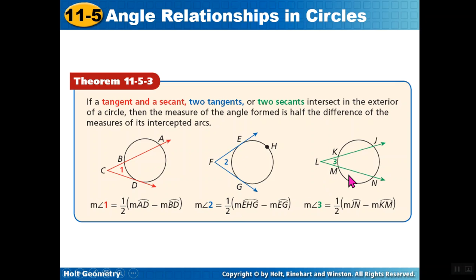Okay, the third case here, two secants intersect outside, angle 3 outside. What is the measure of this angle 3? We will subtract the measure of this arc minus the measure of this arc and divide the answer by 2, or subtract this minus that and take half of the answer. This is our last theorem in this lesson. Okay.